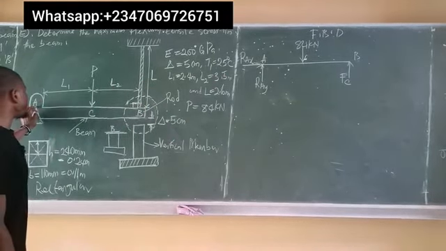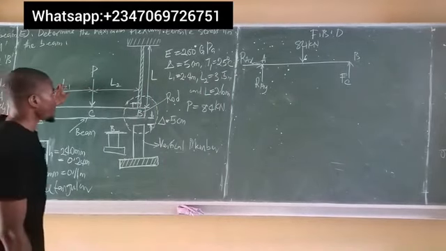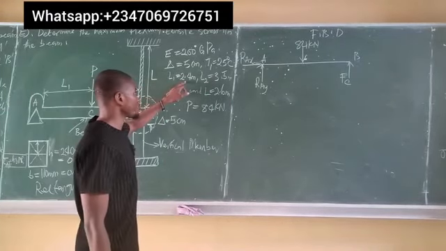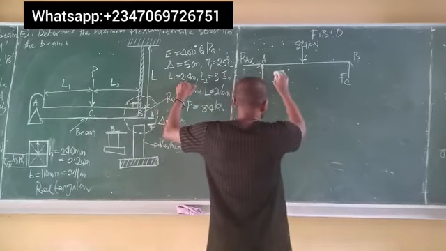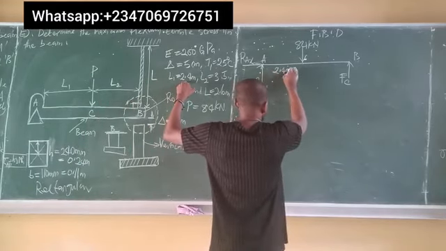Distances apart from A to the load, we have L1, and L1 was given as 2.4 meters. So we have here to be 2.4 meters.